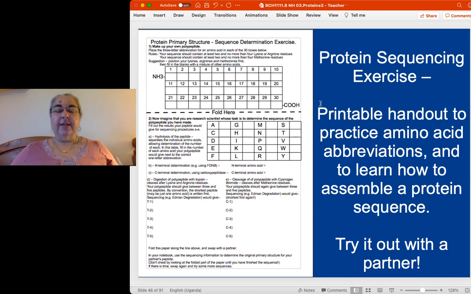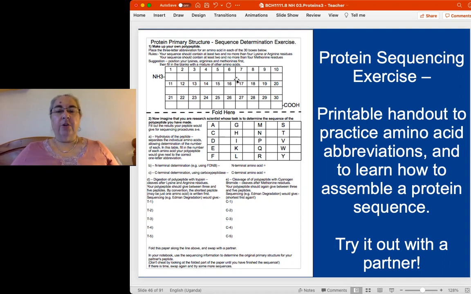So what I've asked is that one person makes up an amino acid sequence, practicing using the single letter abbreviations. And I've put a number of rules that should make it all work. Okay, so actually I've said 3-letter abbreviations here, so you can practice using the 3-letter abbreviations to write an amino acid sequence.